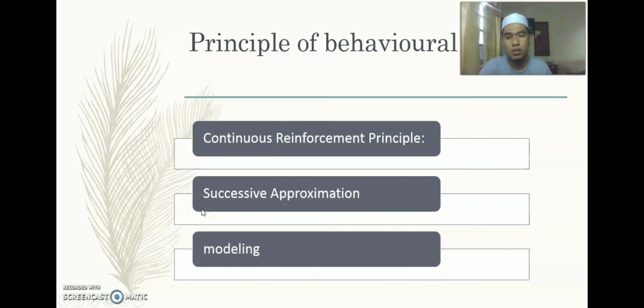And number two is successive approximation. The successive approximation principle is to teach a child to act in a manner in which he has seldom or never behaved before. Reward successive steps to the final behavior. And the last one is the modeling principle. It is to teach a child new ways of behaving. Allow him to observe some person who has a good attitude performing the desired behavior.